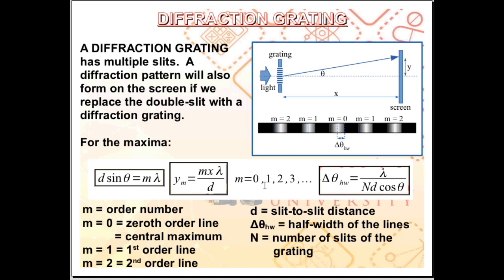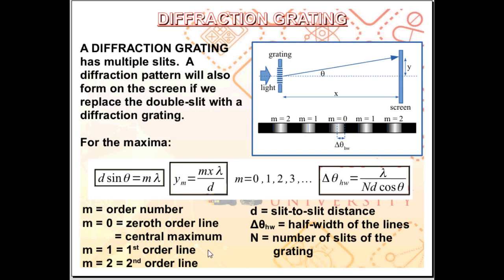m is equal to 0, 1, 2, 3, 4, 5, and so on is referred to as the order number. m is equal to 0 is the zeroth order line or the central maximum. m is equal to 1 is called the first order line. It doesn't matter whether it is on this side or on the other side of the screen.